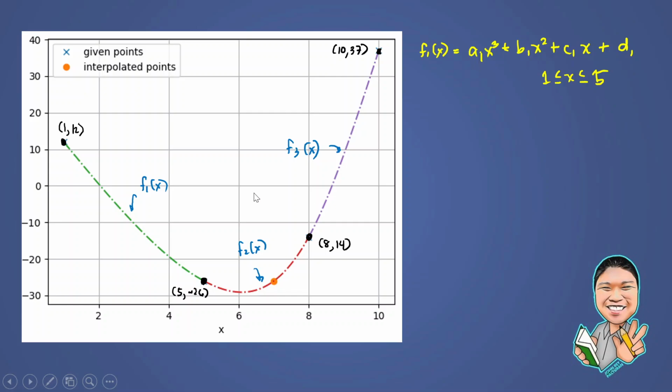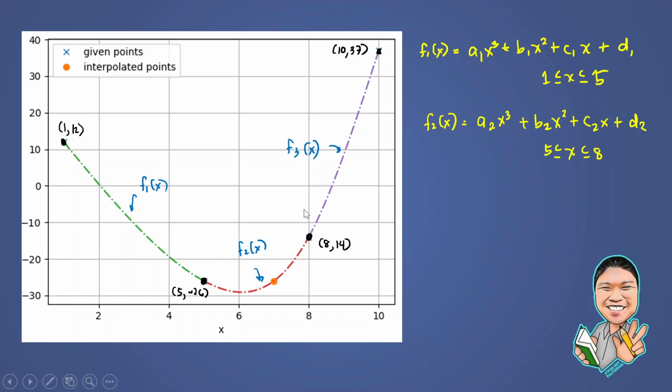Okay? Yung ating second na cubic spline, yung f sub 2 of x is equal to, copy mo lang yan, a sub 2 x cubed plus b sub 2 x squared plus c sub 2 x plus d sub 2. And in this case, yung interval na i-consider natin ngayon is from 5 to 8. Tama ba? Yes, that is from 5 to 8.